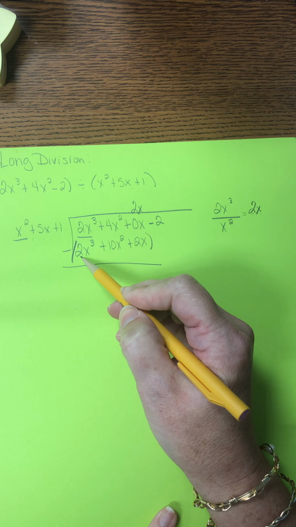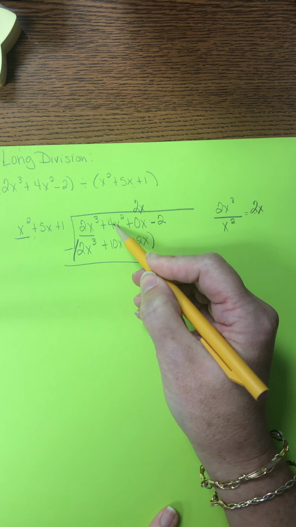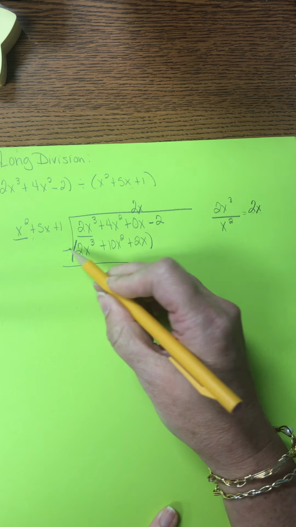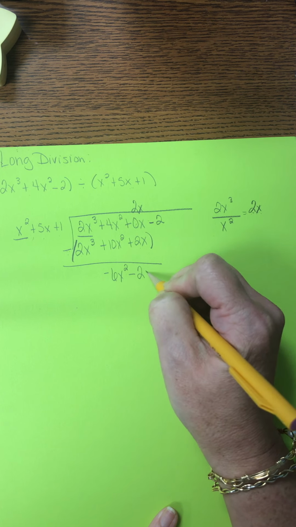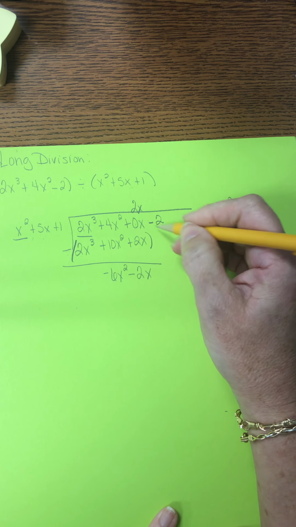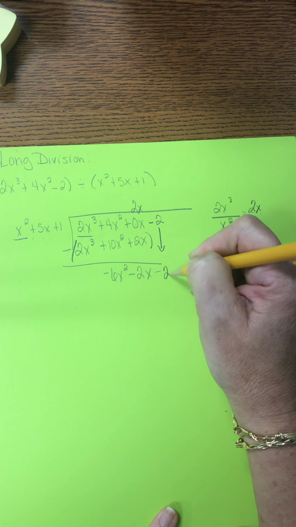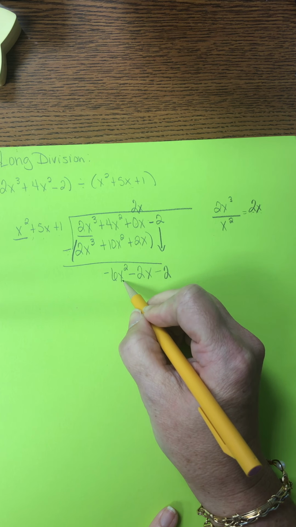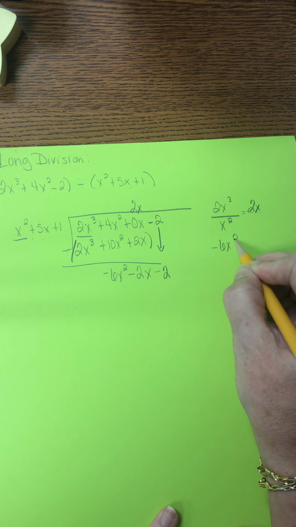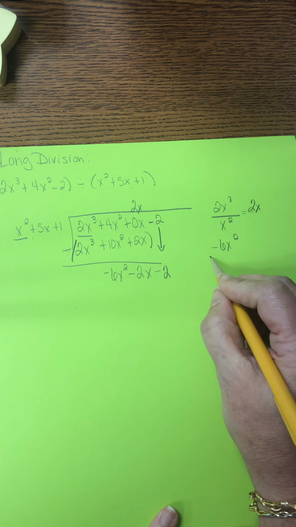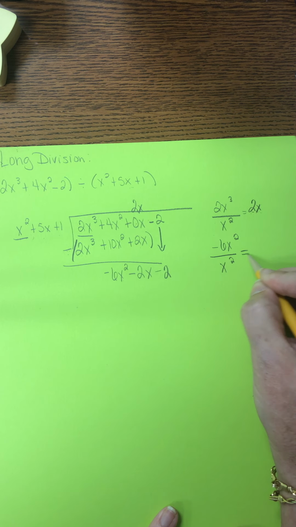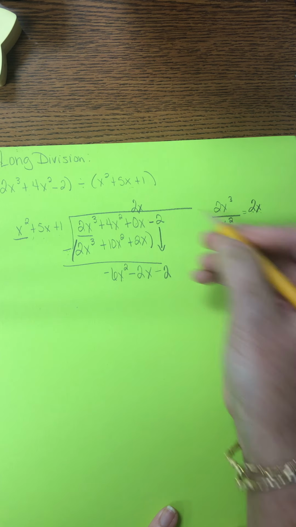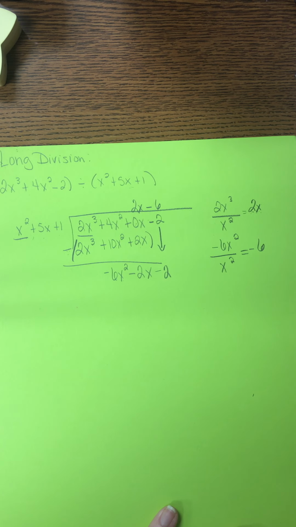2 minus 2 is 0x cubed. 4 minus 10 is negative 6x squared. 0 minus 2x is negative 2x. After you've subtracted, bring down your next term. Now, once again, take the first term, negative 6x squared, and divide it by the first term of your divisor. Negative 6x squared over x squared is simply negative 6. Since it's a constant term, make sure you put it above the constant term.